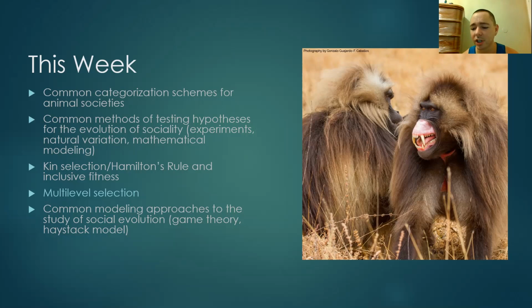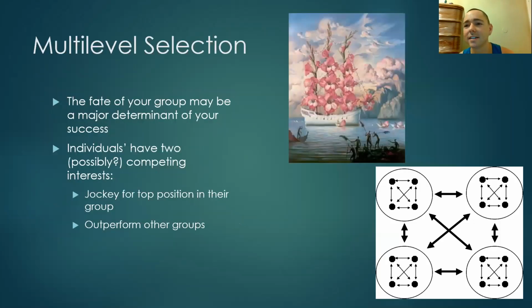All right, multi-level selection, somewhat less familiar to most of you, but it makes intuitive sense, although you've been taught against it your whole lives. All right, so multi-level selection basically says that the fate of your group, how you do in aggregate, might be important for determining social evolution. So a major determinant of how well you reproduce is how well your group is doing.